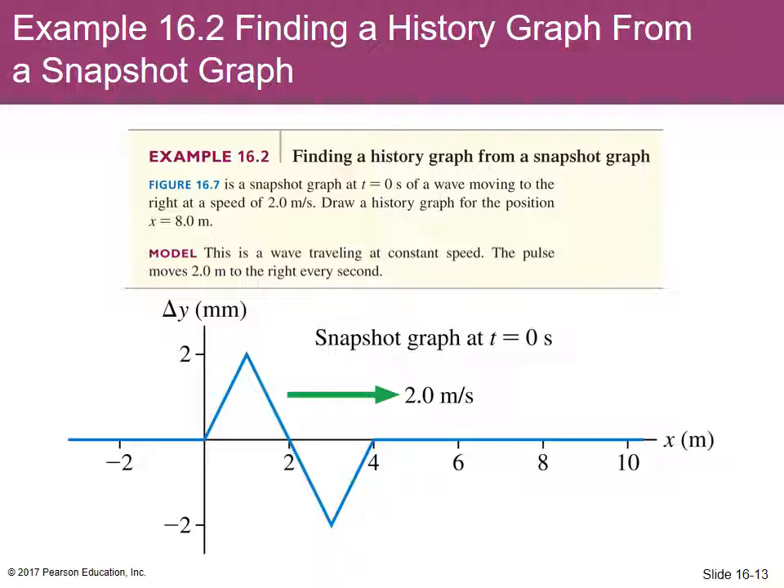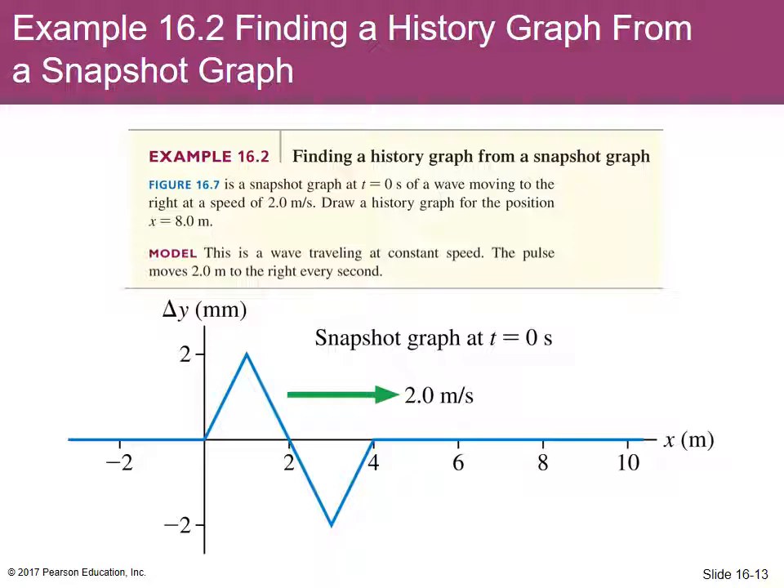The example gives you a snapshot graph and asks what the history graph looks like for a position of 8 meters. Since the wave is moving at 2 meters per second, the wave does not reach 8 meters for 2 seconds after the time of the snapshot graph. The displacement for the first 2 seconds of the history graph must be 0. At 2 seconds, the displacement becomes negative.